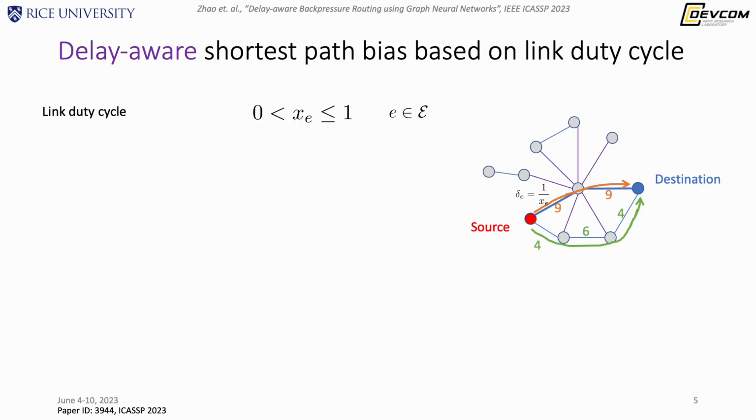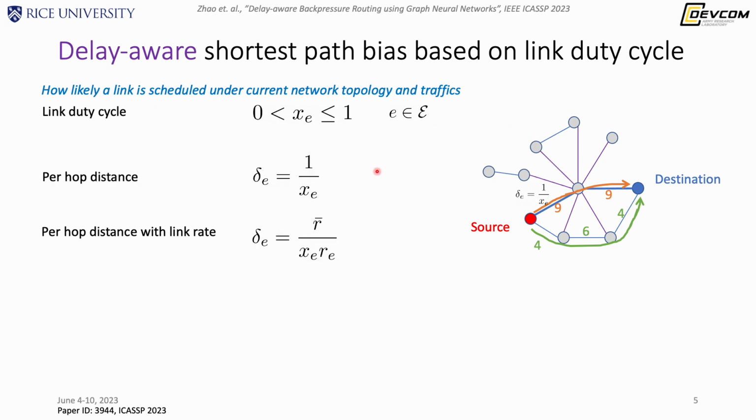What we propose is a delay-aware shortest path bias based on link duty cycle. Link duty cycle is a value between 0 and 1 that measures how likely a link is scheduled under the current network topology and traffic. So instead of treating every link equally, we define per-hop distance as the inverse of the link duty cycle, or proportional to this.